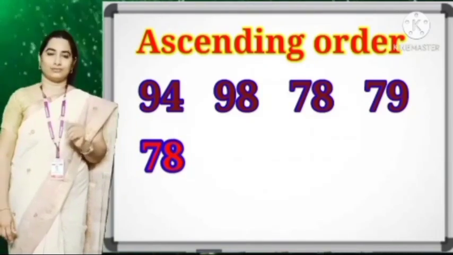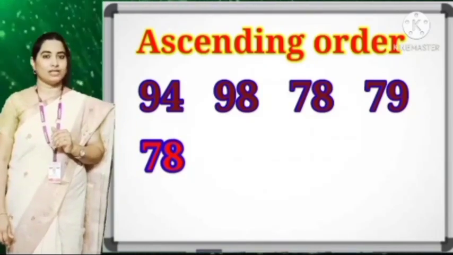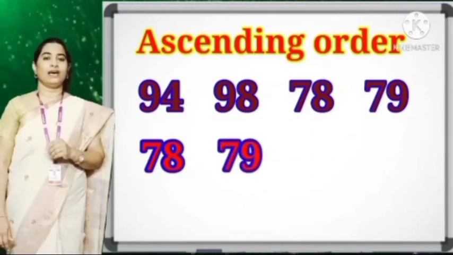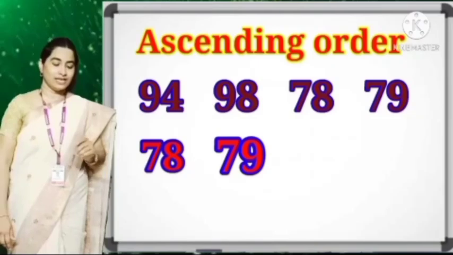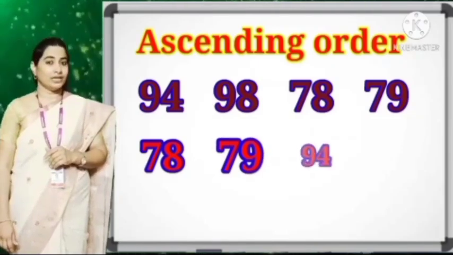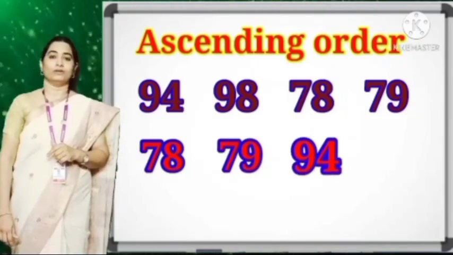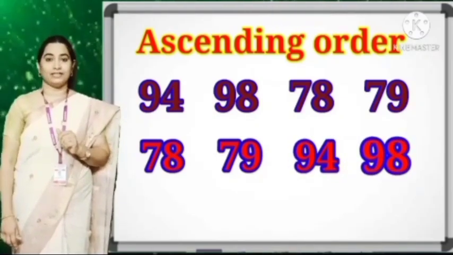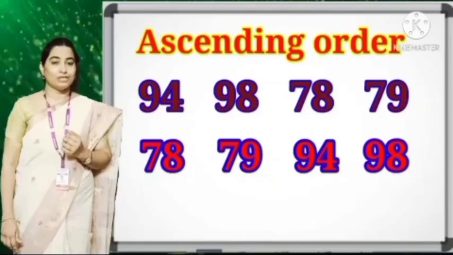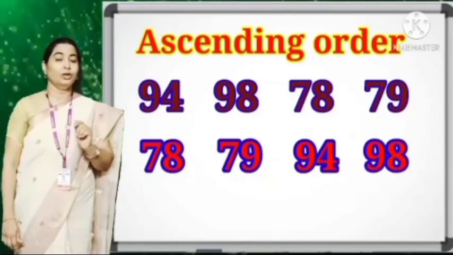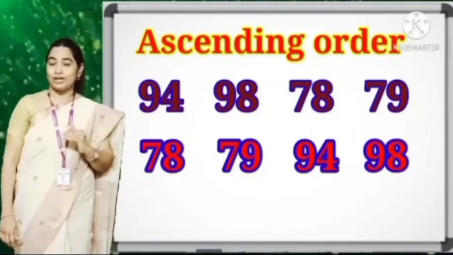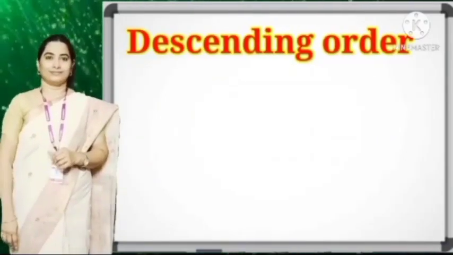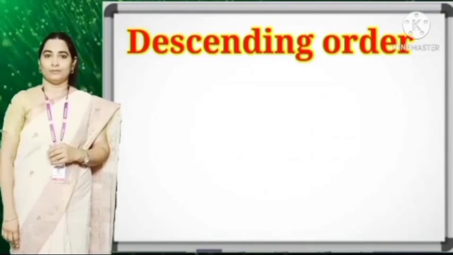Now next. So which is the smallest now? Yes, 79. Next is 94. Next is 98. And now we have arranged the numbers from smallest to biggest. Smallest to biggest. Now we will do descending order.